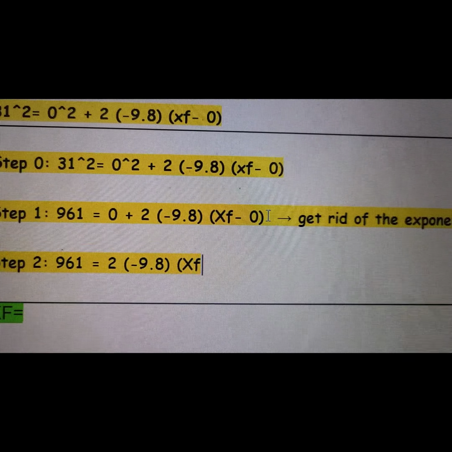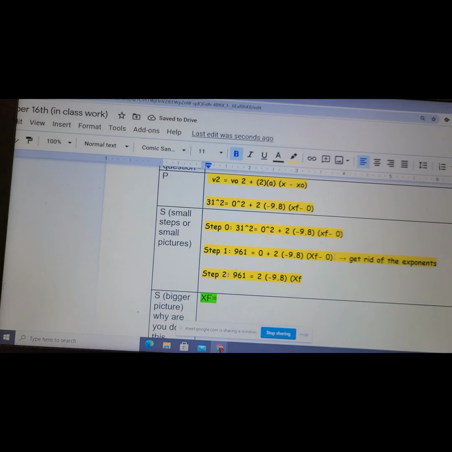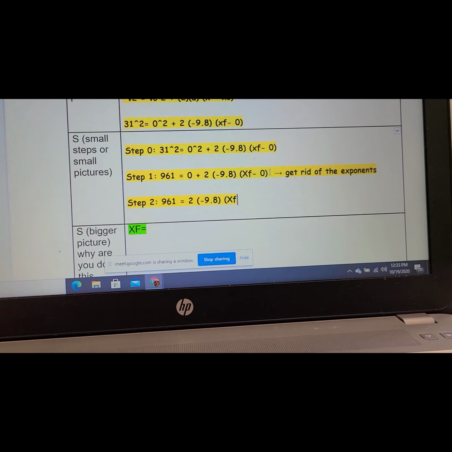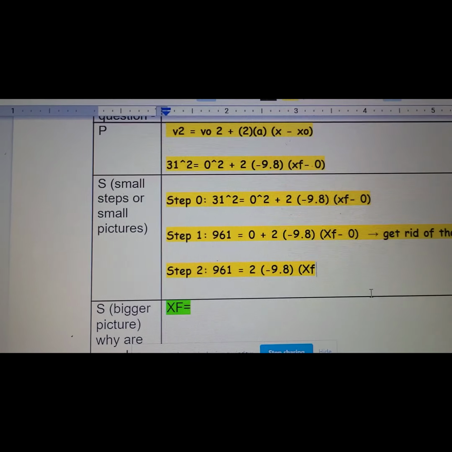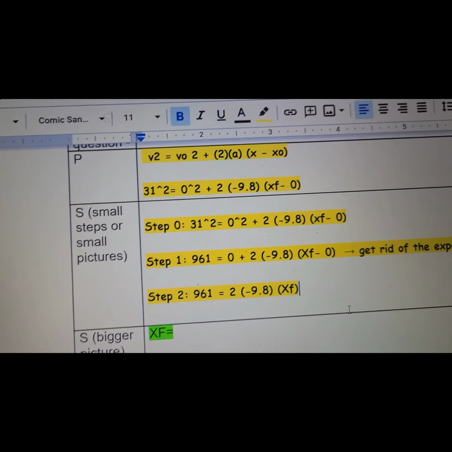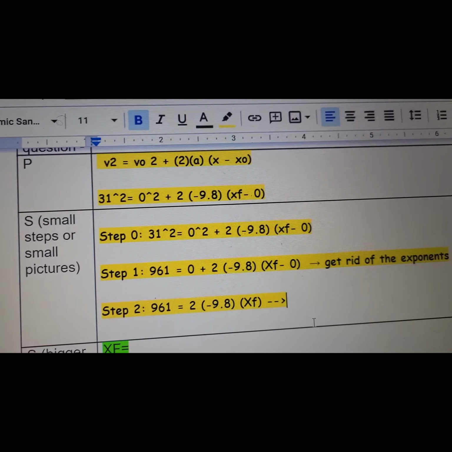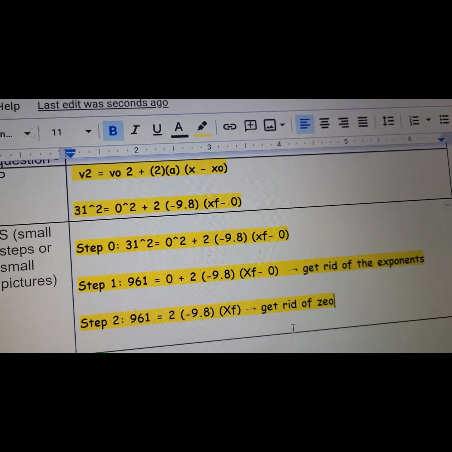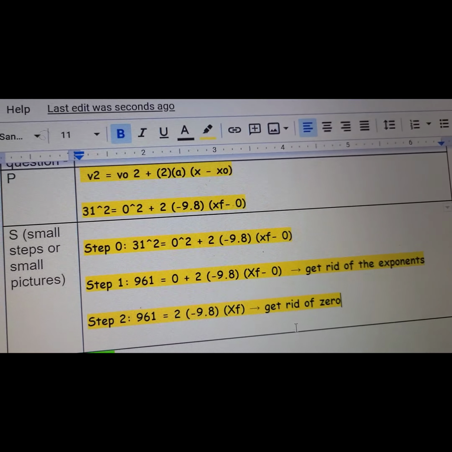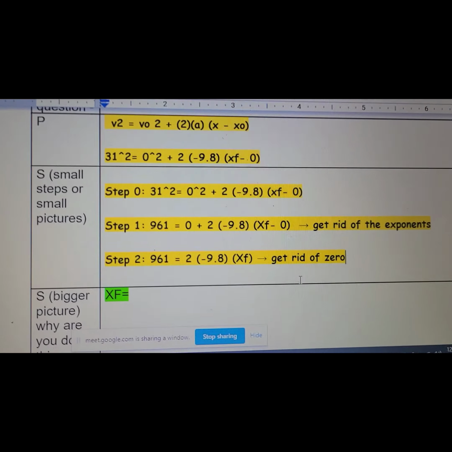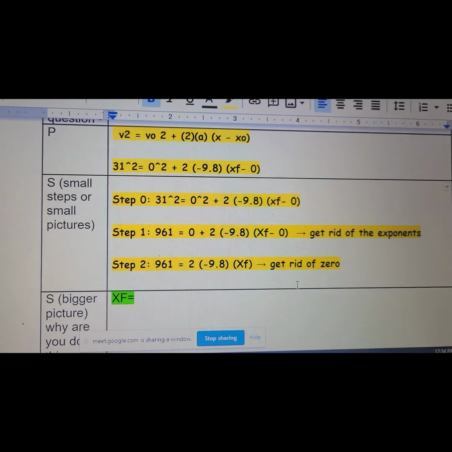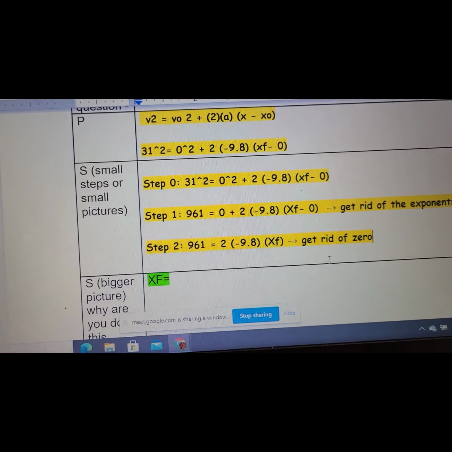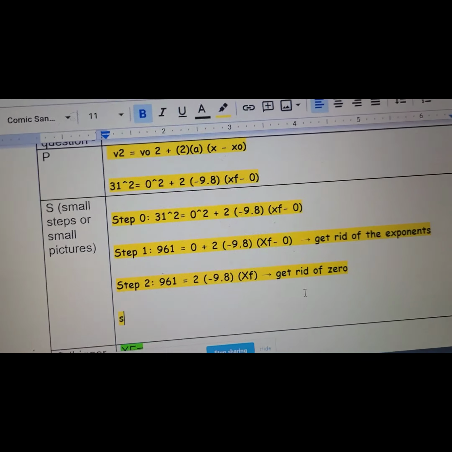Like, xf would be by itself. Okay, are we agreeing to that as a class though? You agree to get rid of that 0? All right, so that's our next step then. I can write get rid of zeros. And then I can also explain that the reason why we're getting rid of zeros is because anything plus or minus 0 gives you the answer anyway. Doesn't really matter. So what's my step 3 for this problem now?